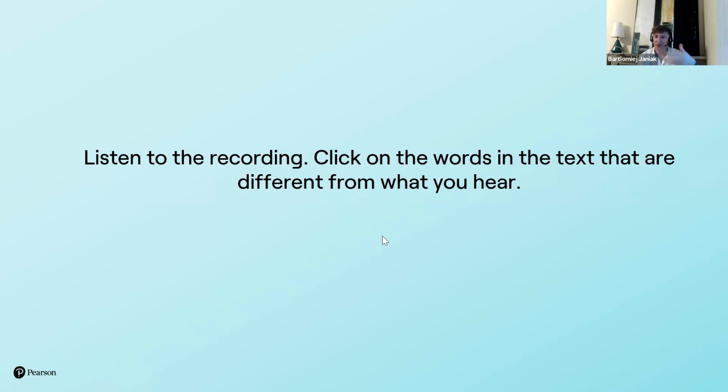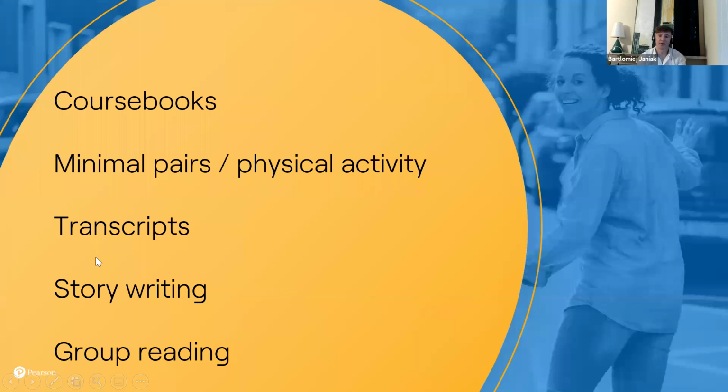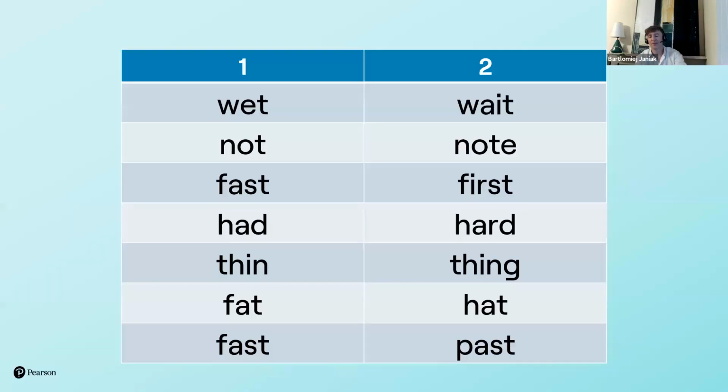So there is a recording. This is the instruction that they hear: you need to click on the words that are different from what you hear. And now what can you do within the class? There are several elements. The course books, of course, using the listening activities. You can go for the physical activity with the minimal pairs. Minimal pairs, when you Google it, these are the words that are different. They differ in only one sound.